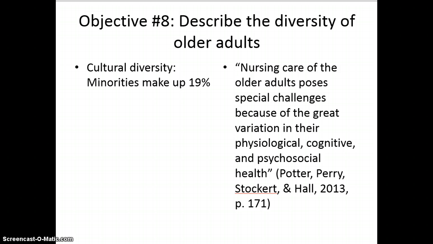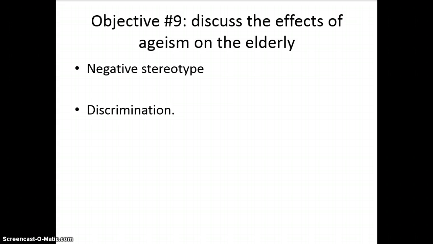When we look at the diversity of older adults, we know that minorities are about 19%, and nurses' care of the older adult poses a lot of challenges that we'll be talking about in class and in our simulations because of the differences in physiological, cognitive, and psychosocial health that they all have.